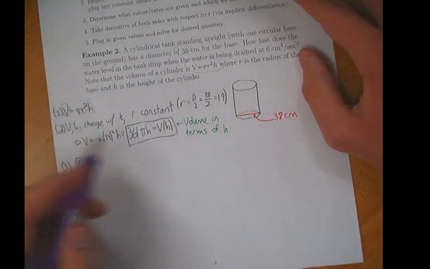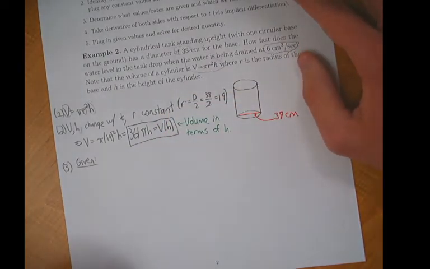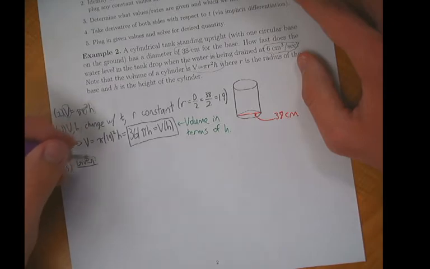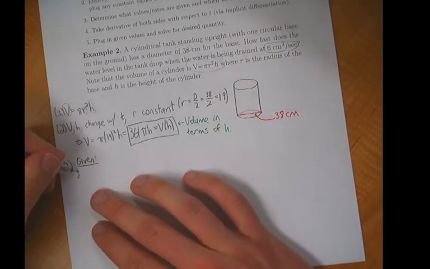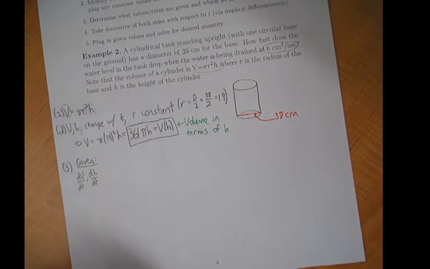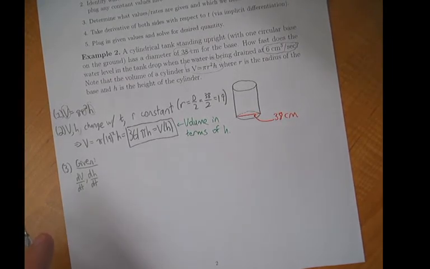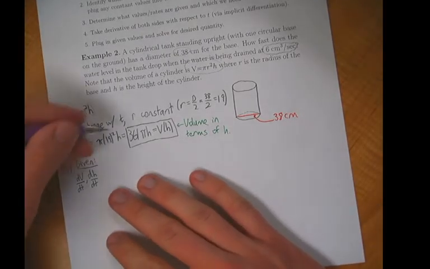So what do we notice? The only numerical value we haven't used yet is this 6 cubic centimeters per second. Looking at the units of this, which do you think that's going to correspond to? Would it correspond to dV/dt or dH/dt? Taking a look at the units. Go ahead. dV/dt, yeah, right?